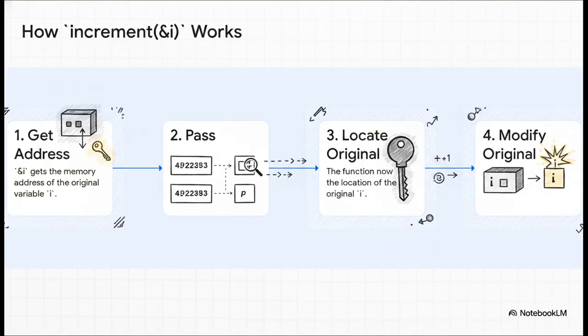Let's trace it step by step. 1. When we call the function with &i, we're getting the memory address of our original i. 2. A copy of that address gets passed to the function's parameter, p. 3. Now, the function is holding the map, the location of the original i. And 4, the line *p = *p + 1 uses that map to go to the original spot and change the value. Simple as that.